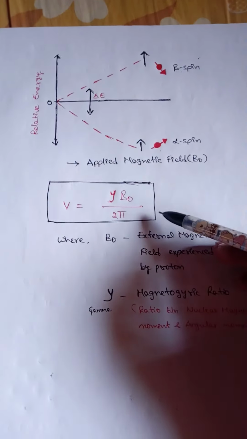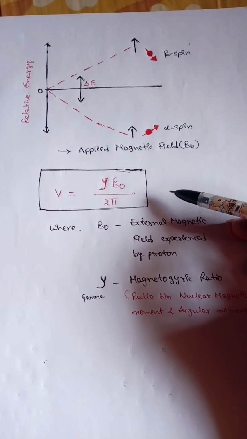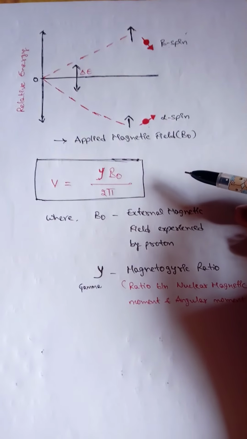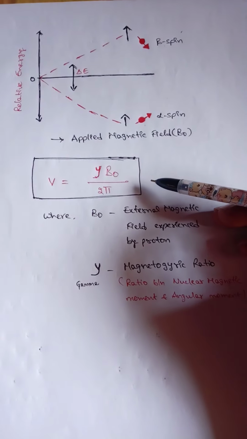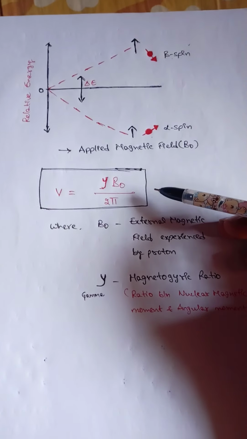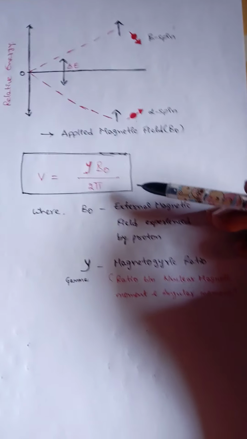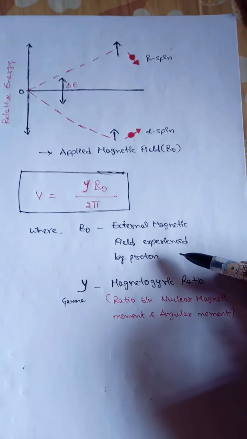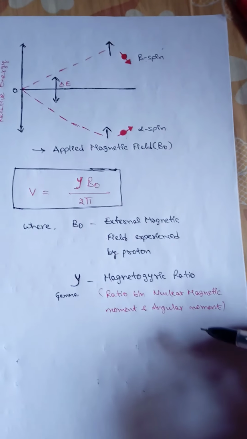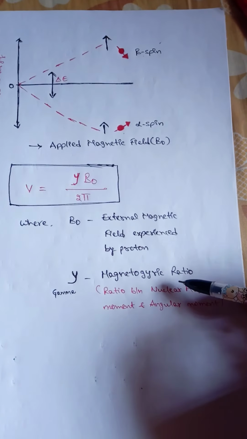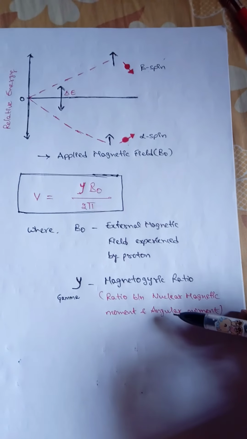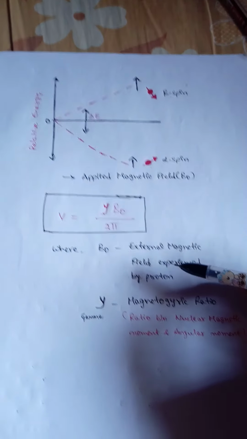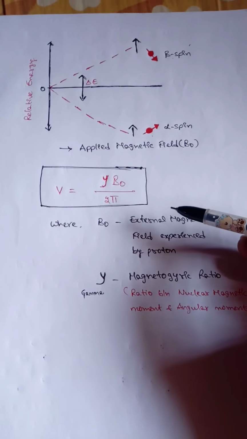From this we have one relation, that is, the emitted radio frequency is directly proportional to the strength of the applied field. Here we have the formula: V is equal to gamma B naught by 2 pi. Where B naught is the external magnetic field experienced by the proton, and gamma is the magnetogyric ratio, that is the ratio between nuclear magnetic moment and angular moment. This is the principle behind NMR spectroscopy.